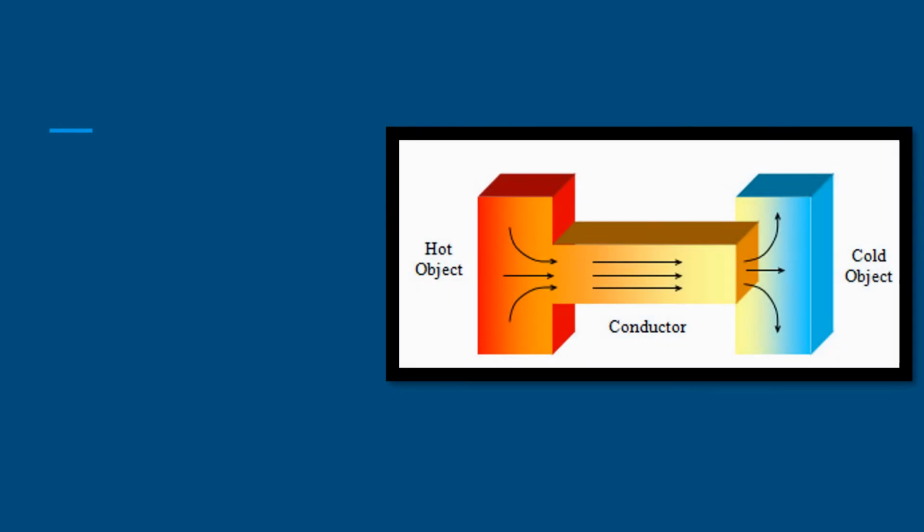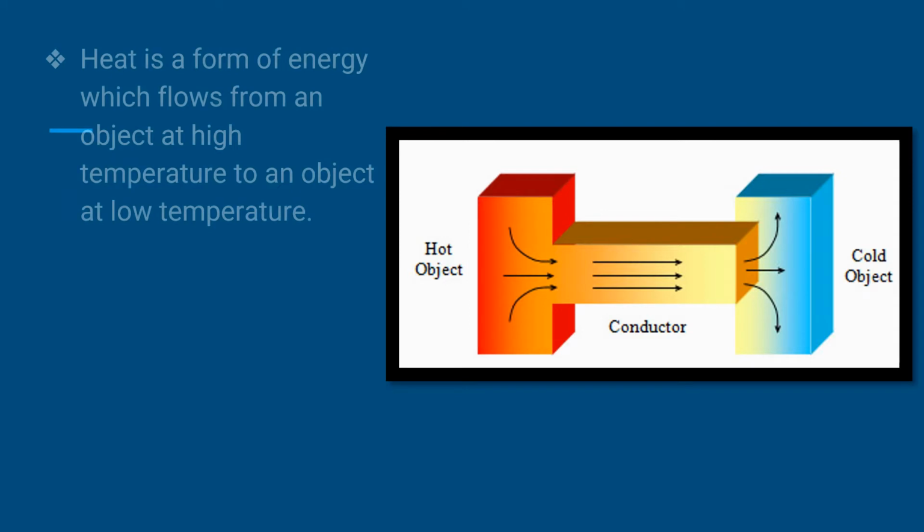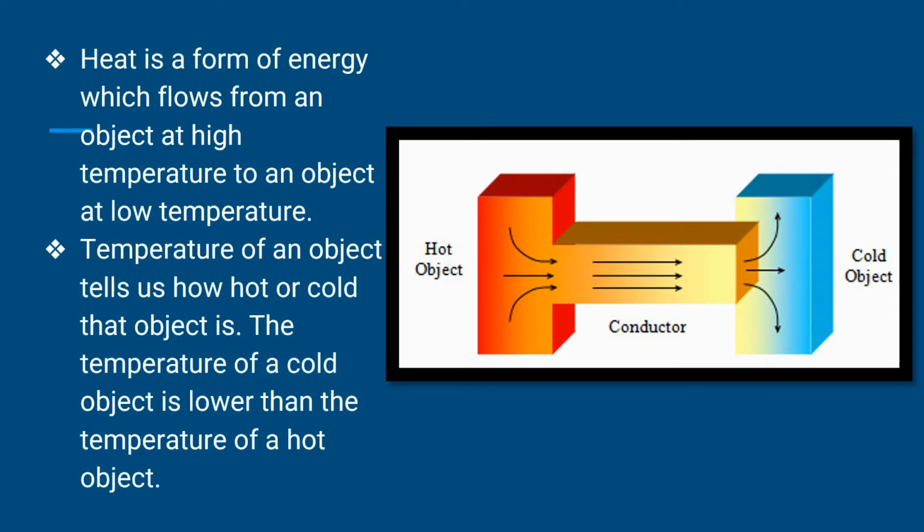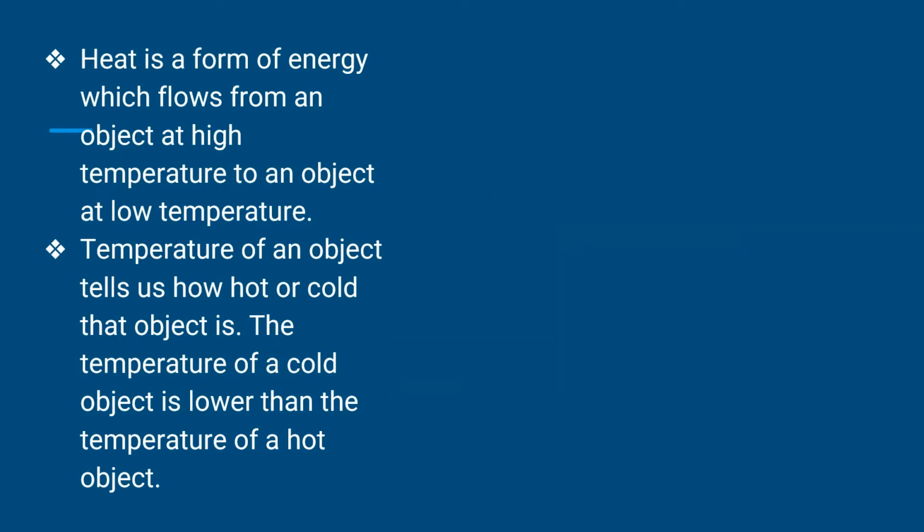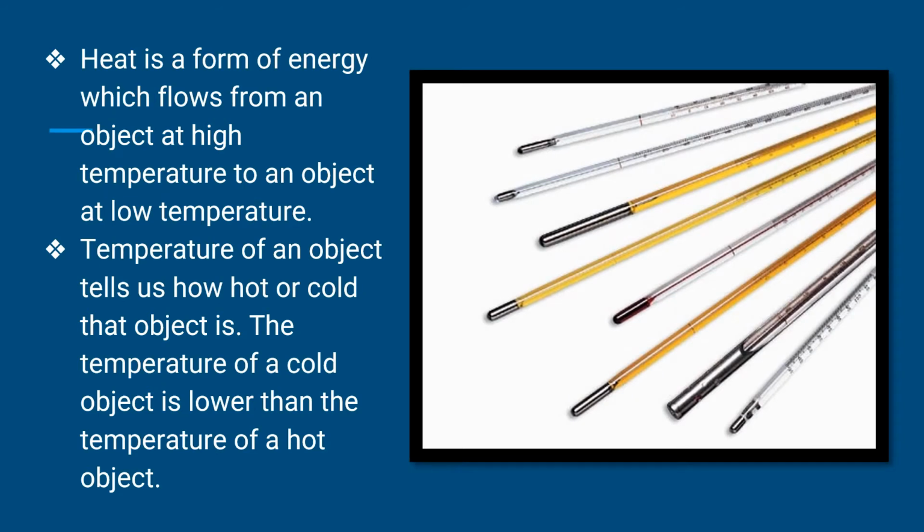Children, we know that heat flows from a hot object to a cold object, and the temperature of a hot object tells us how hot or cold the object is. The temperature of a cold object is lower than the temperature of the hot object. The device used for measurement of temperature is the thermometer.